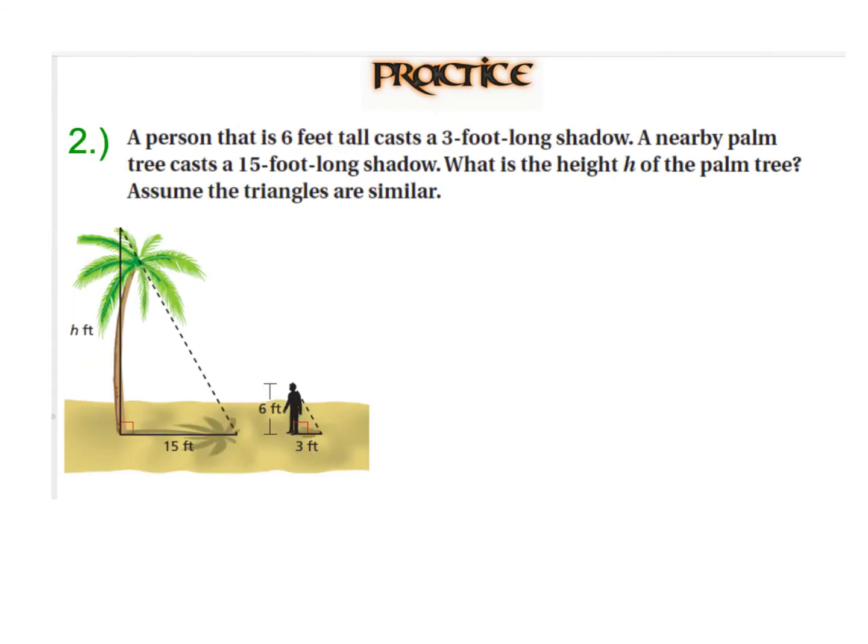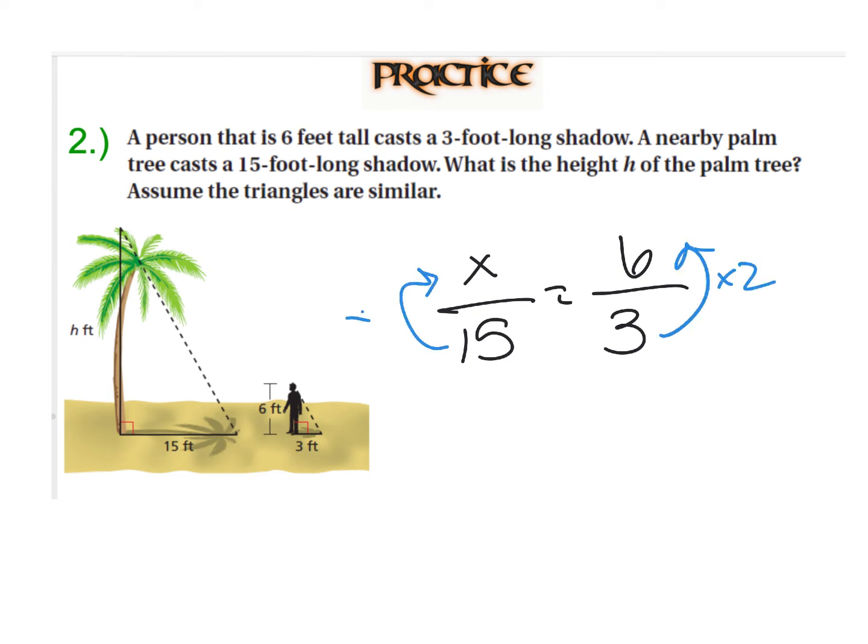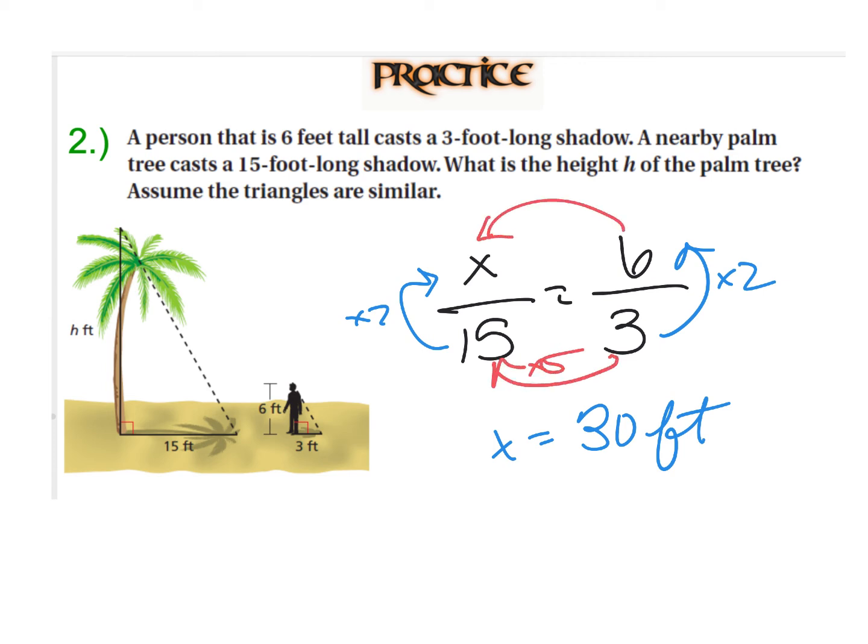Okay, one more. This one is a really easy one. Pause the video and try it yourself. Set up our proportion. The tree is x feet over its shadow, 15 feet. A person, they're 6 feet tall. Their shadow is 3 feet tall. Look at this. 3 times 2 gives us 6. So what's 15 times 2? X equals 30 feet. We could even do it this way. 3 times 5 gives us 15. 6 times 5 also gives us 30 feet.